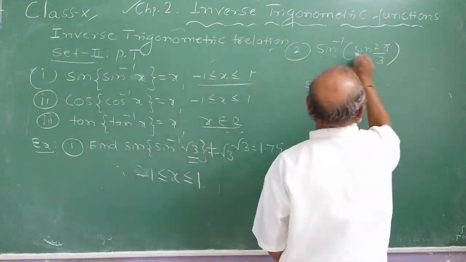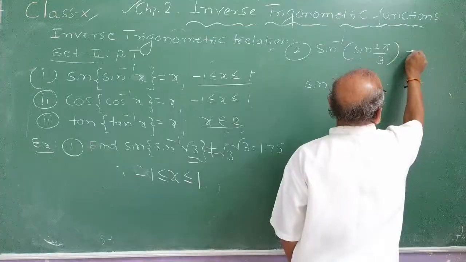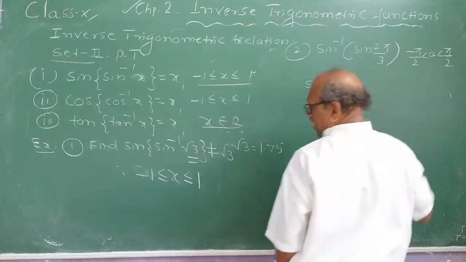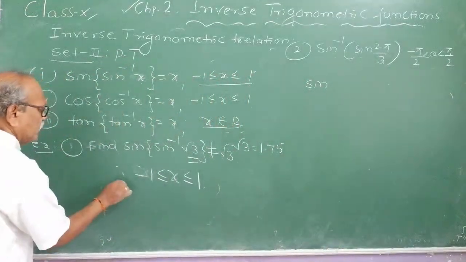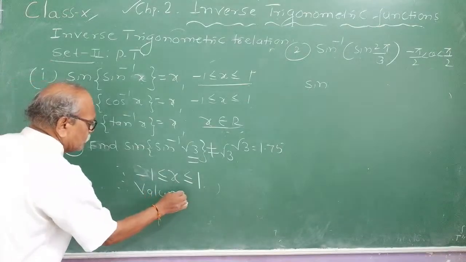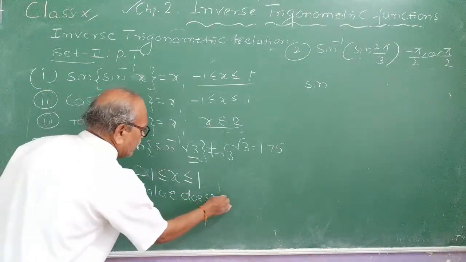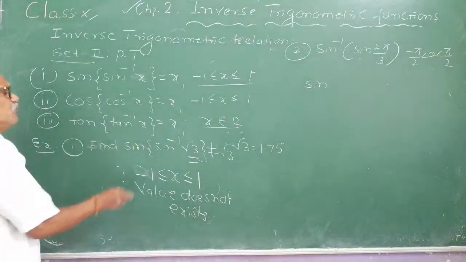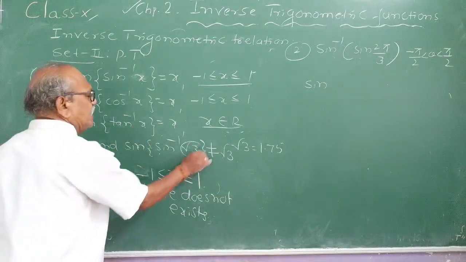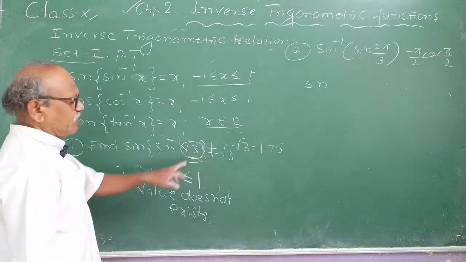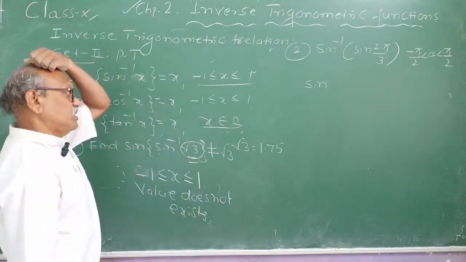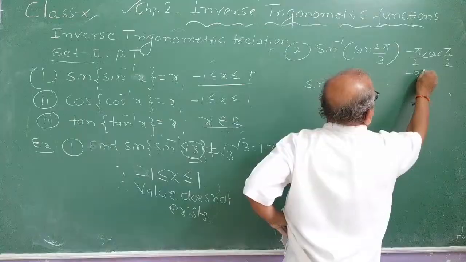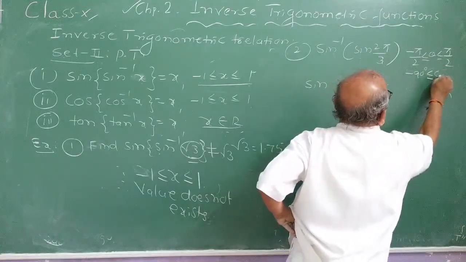You know that sine inverse of sine theta exists provided theta lies between -pi by 2 and pi by 2. Therefore, the value does not exist. You have to observe carefully. They will intentionally give you sine inverse of root 3. Sine value cannot be equal to root 3 because the restriction is -1 to +1. The value should lie between -90 and +90.